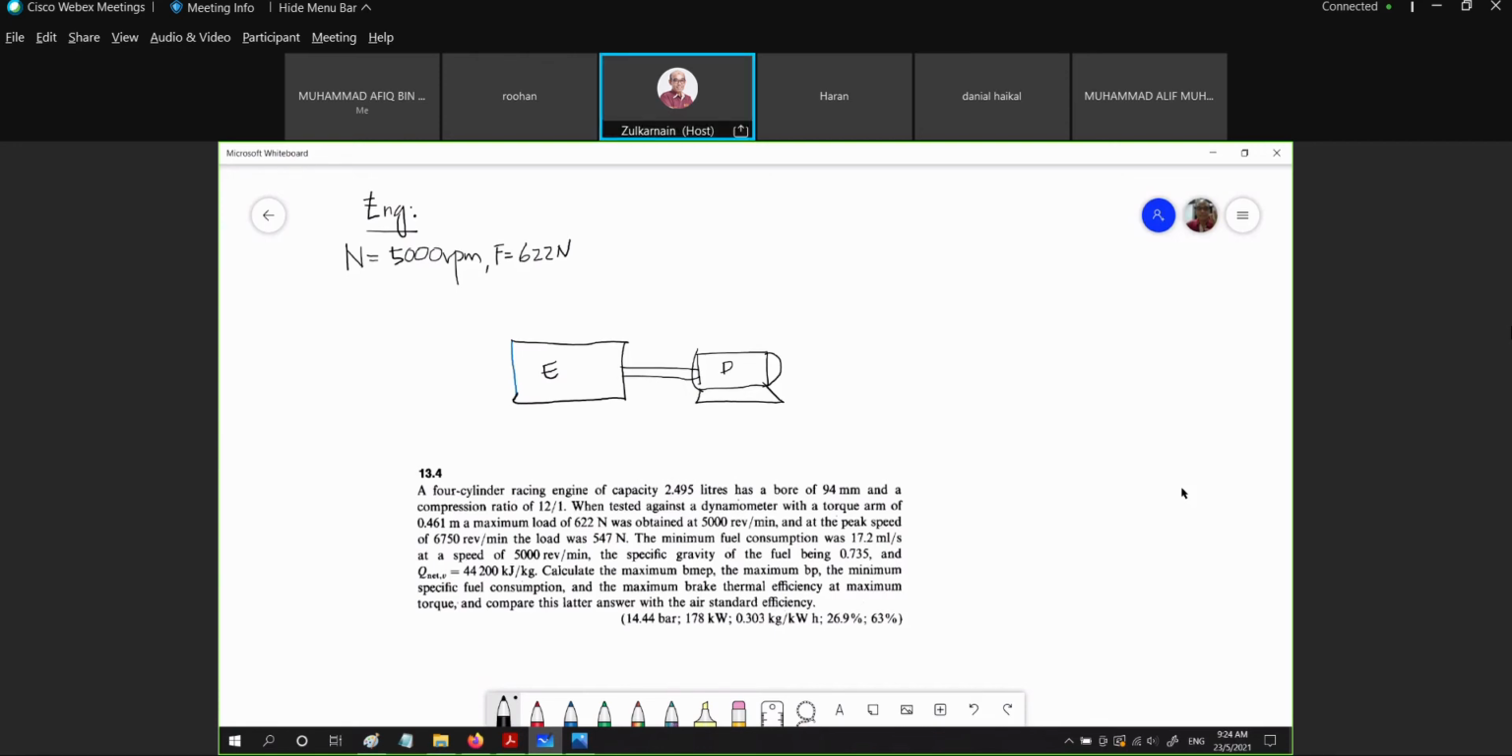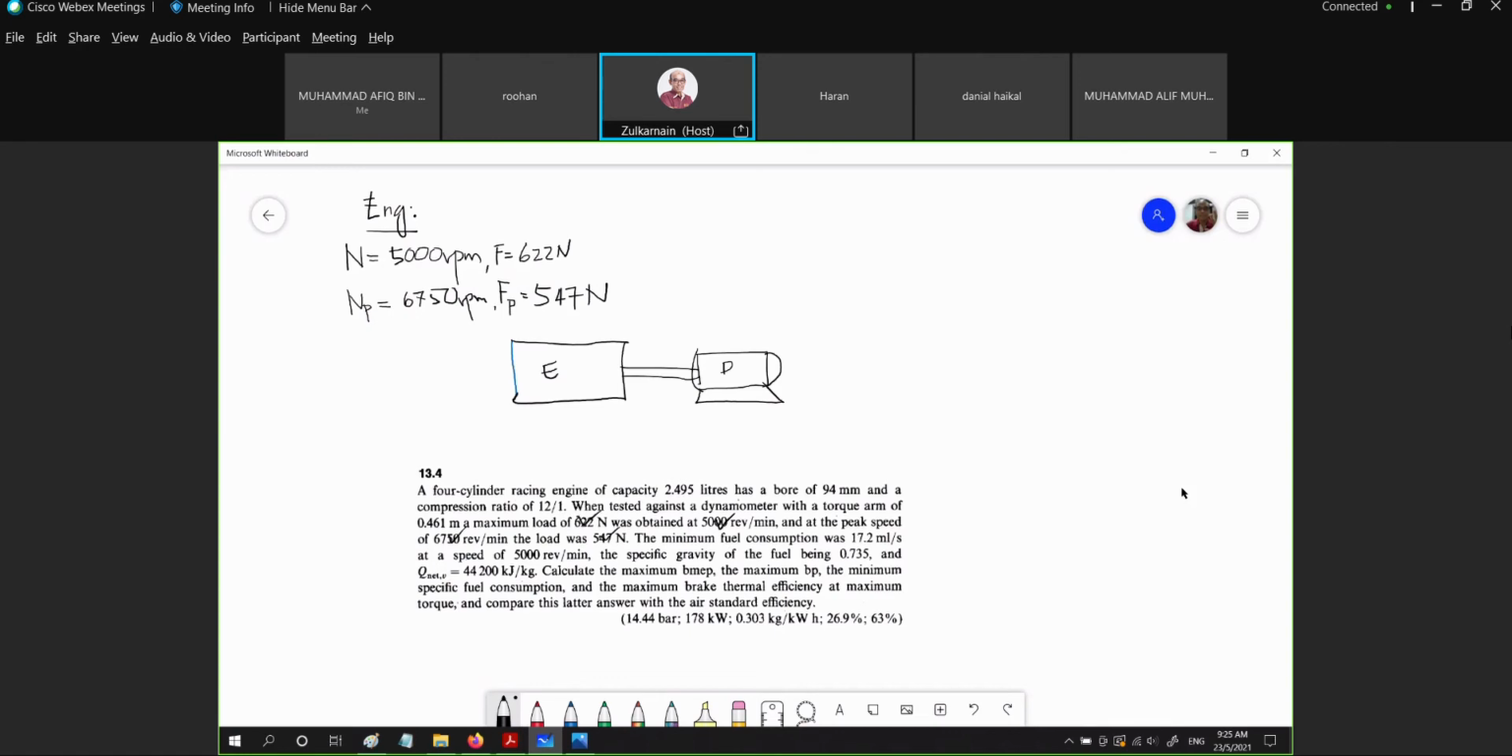Okay, and then at peak speed, let's say this is NP, this is at 6,750 RPM. And given right here, the F for the peak speed, FP, is 547 Newton. Okay, so we have noted all of these.